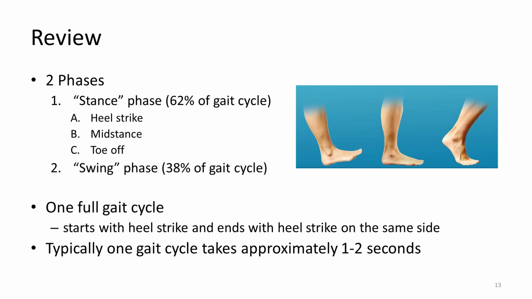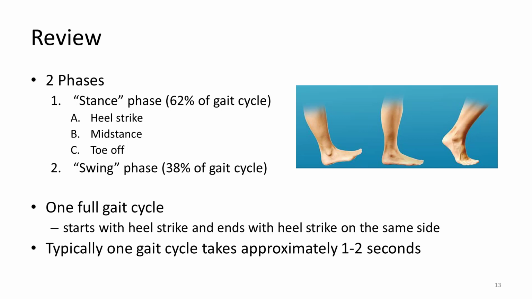So now let's review some of the specific pieces and components of gait. Now, if you recall, gait has two phases. There's a stance phase and there's a swing phase. So obviously the stance phase is where the foot's actually in contact with the ground and we're actually standing on the foot. The swing phase would be where we're actually swinging the leg through the air.